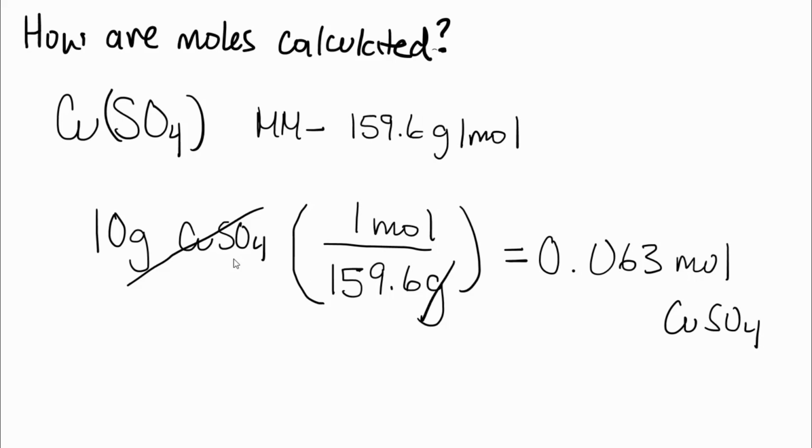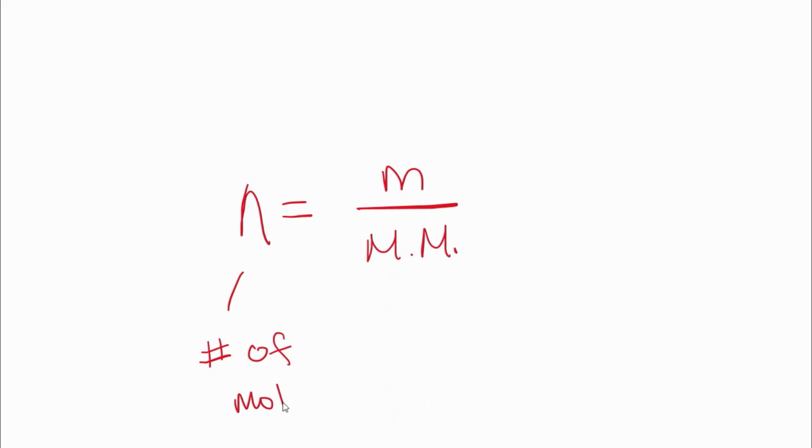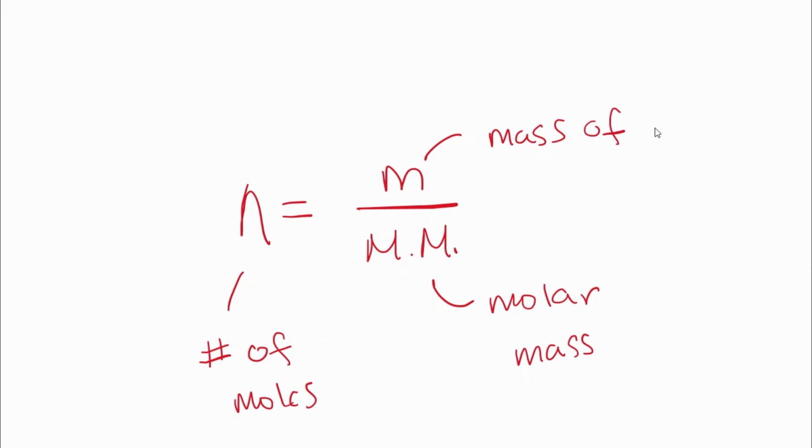And this unit analysis actually lets us derive a formula for moles. It's very simple, and it's just n equals m over M. Here n is the number of moles, M is the molar mass, and m is the mass of what you have.